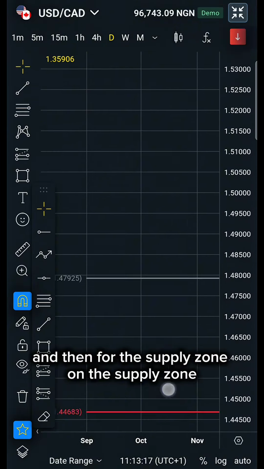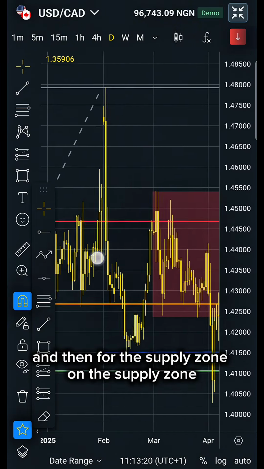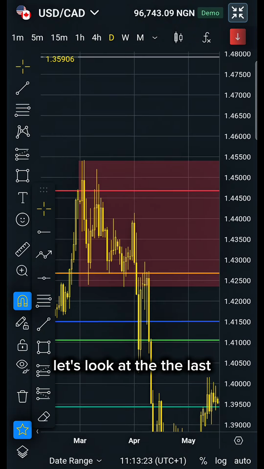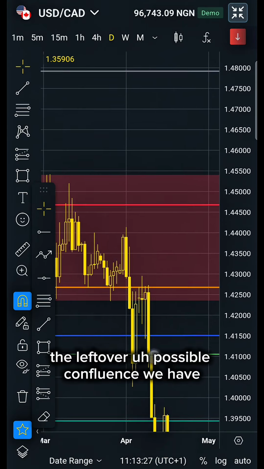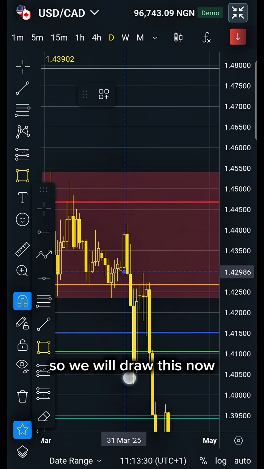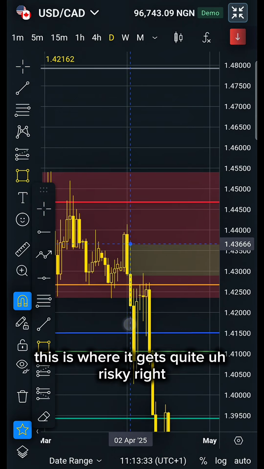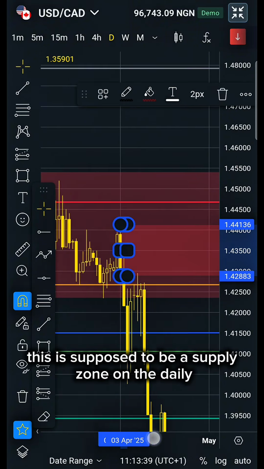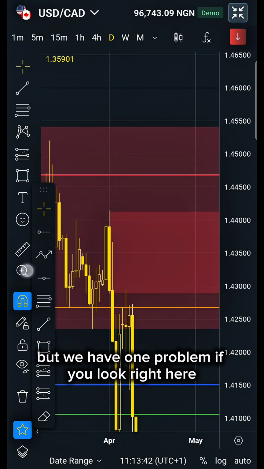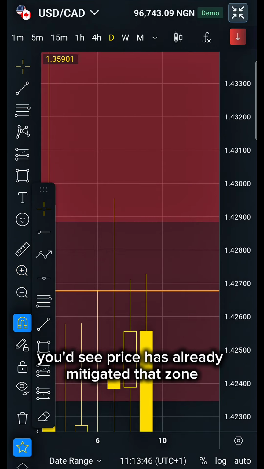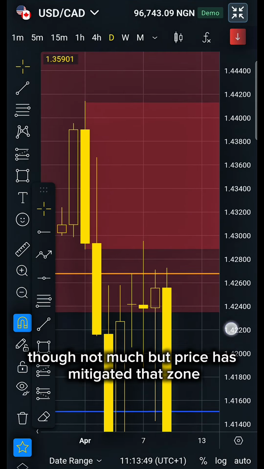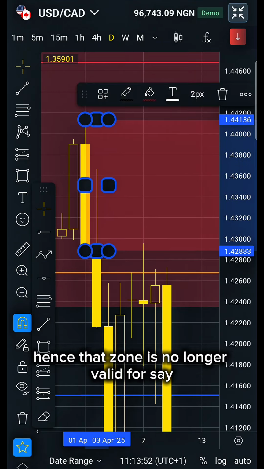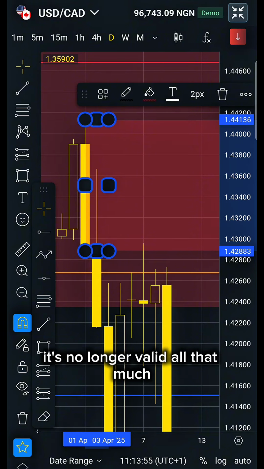And then for the supply zone, let's look at the leftover possible confluence we have. So we will draw this. Now, this is where it gets quite risky, this is where it gets quite confusing. This is supposed to be a supply zone on the daily, but we have one problem. If you look right here, you'll see price has already mitigated that zone. Though not much, price has mitigated that zone. Hence, that zone is no longer valid, per se.